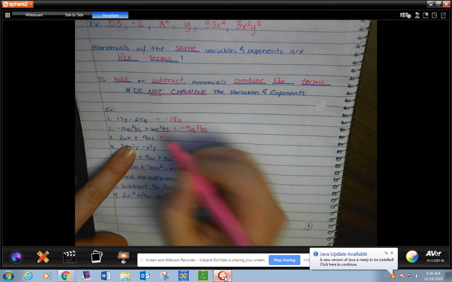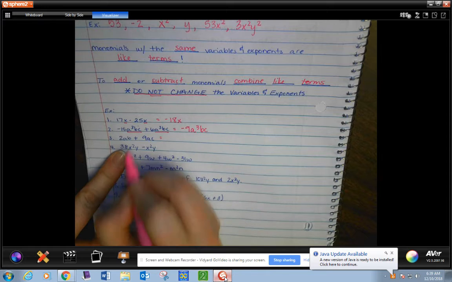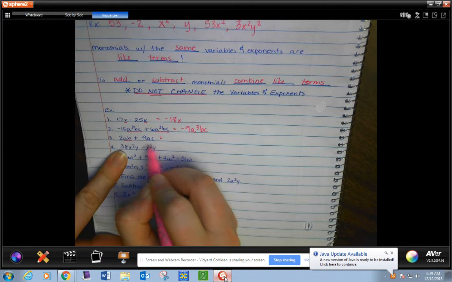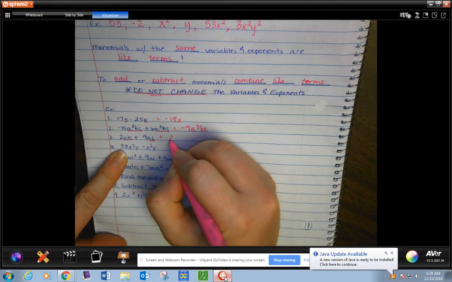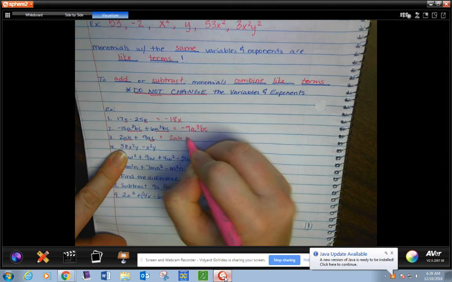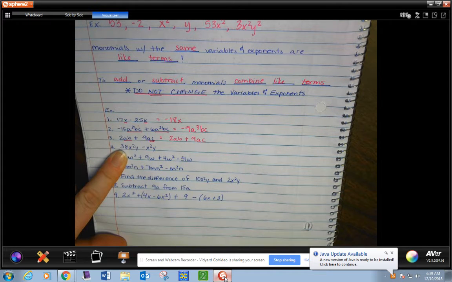Okay, for 3, I have 2ab plus 9ac. First thing I've got to do is check my letters. I have an ab, and this is an ac. Since the letters are not the same, I cannot combine the numbers, so my answer is 2ab plus 9ac. The only way you can add is if they look the exact same.